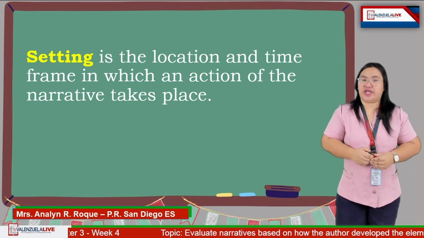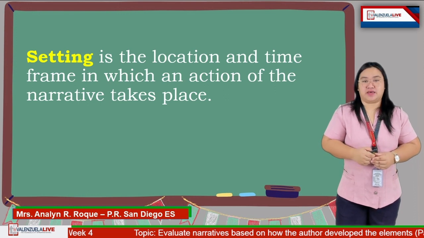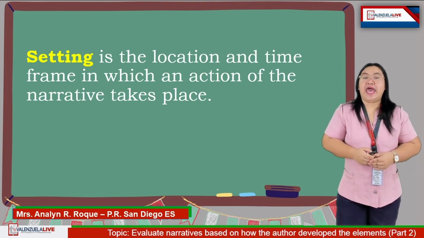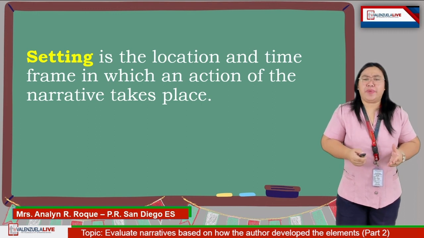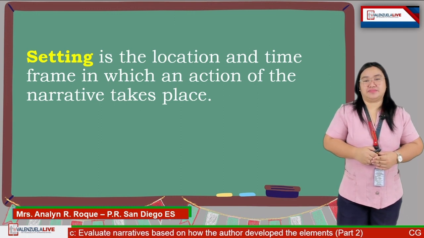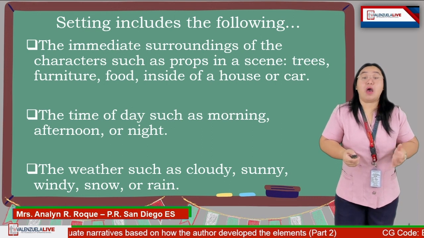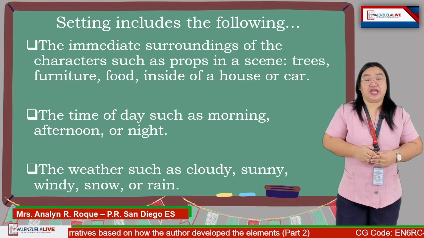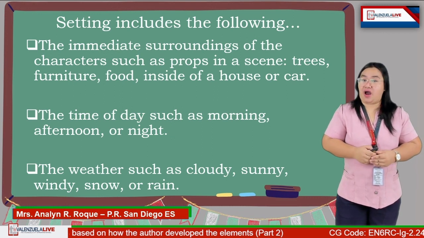Setting is the location and time frame in which an action of the narrative takes place. It answers the questions where and when. It is important because each component in story setting helps to build the narrative's mood, plot, and character development. So what includes a setting? A setting includes the immediate surroundings of the characters, such as props in a scene, like trees, furniture, food, inside of a house, or a car.